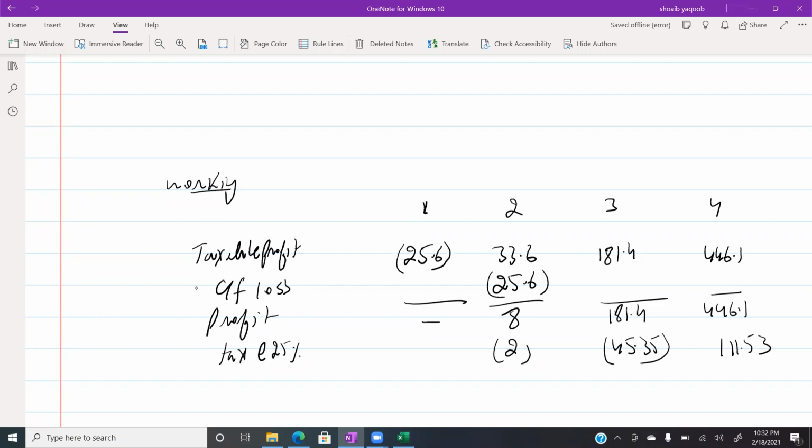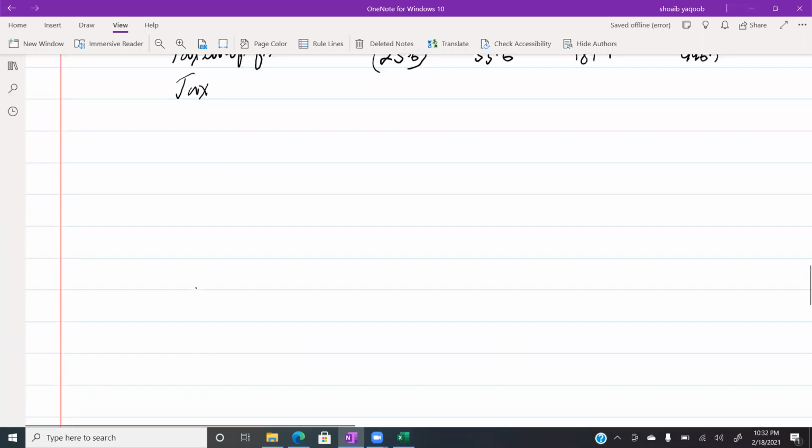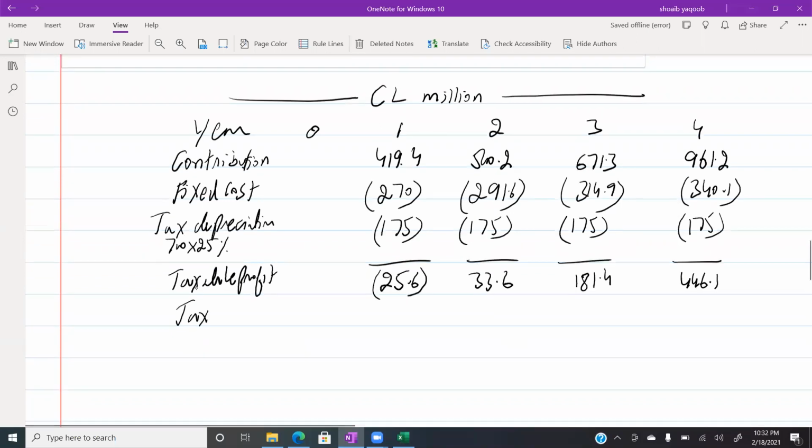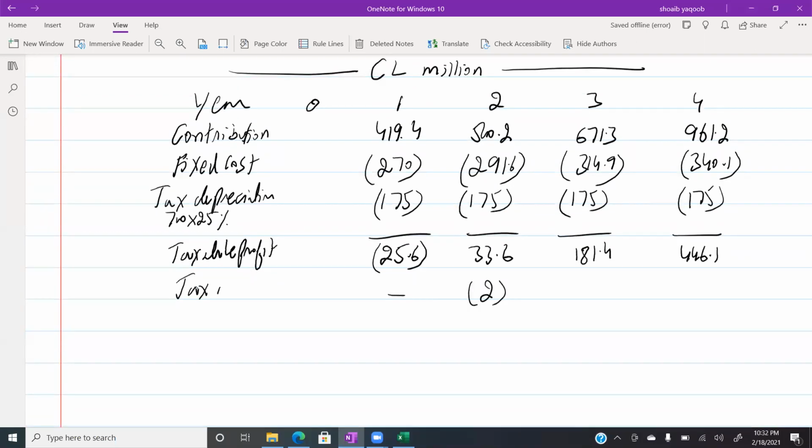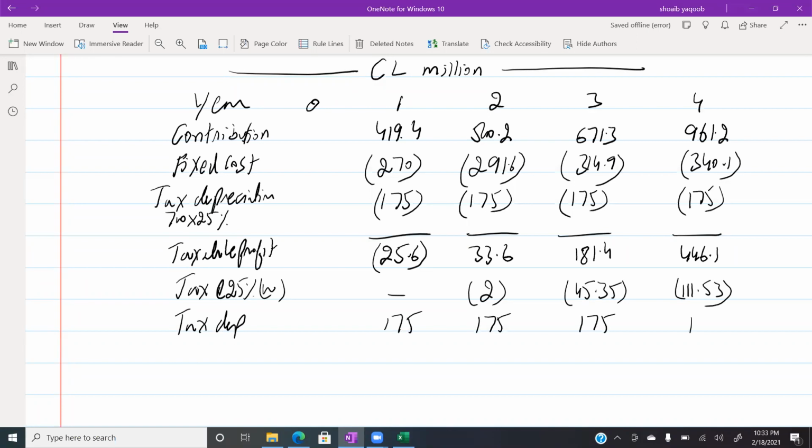Let's copy this tax to the above pro forma. Tax: 2, 45.35, 111.53. Add back the tax depreciation. 175, 175, 175, 175. Now calculate the working capital change.